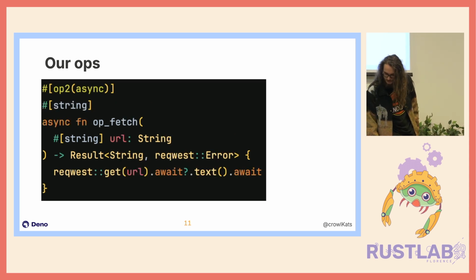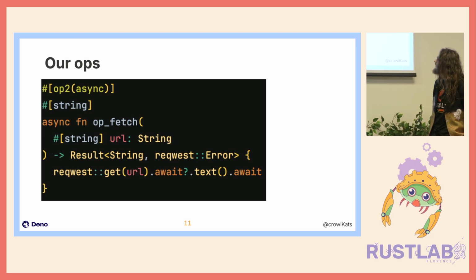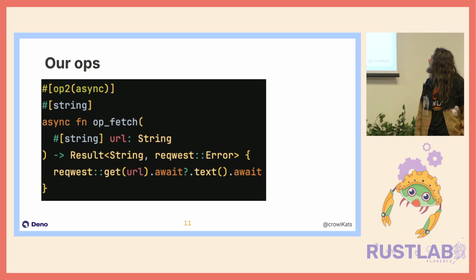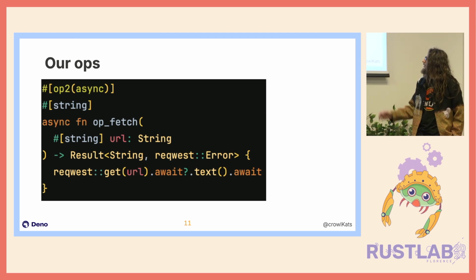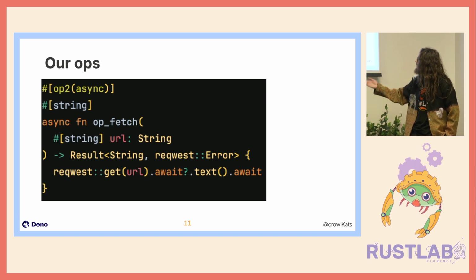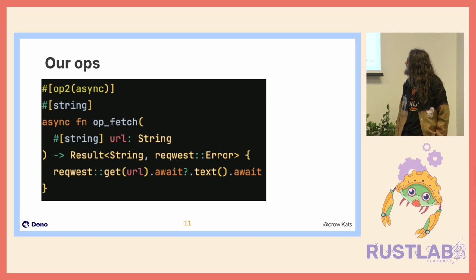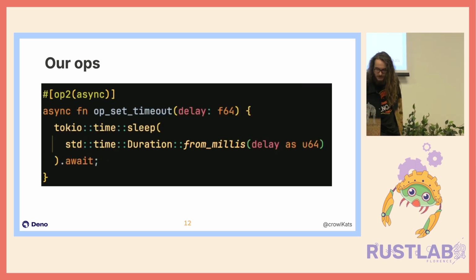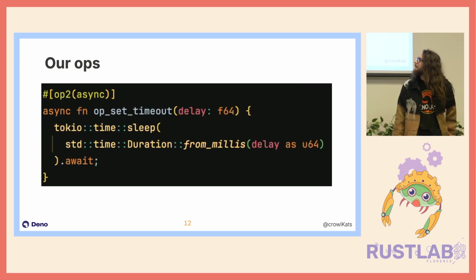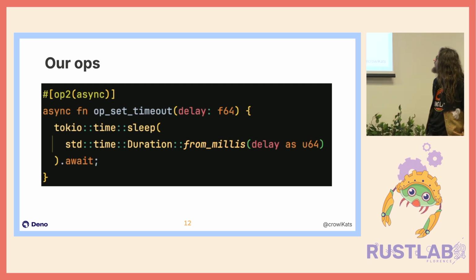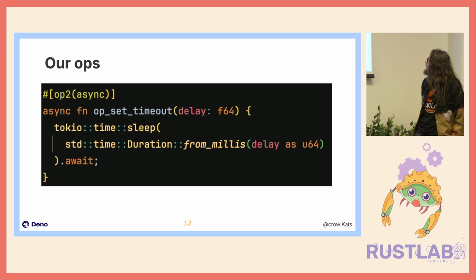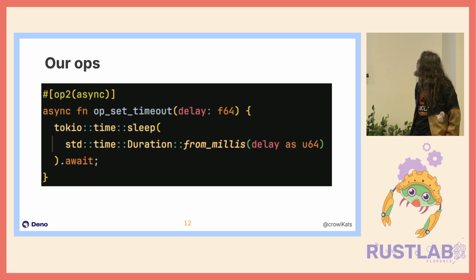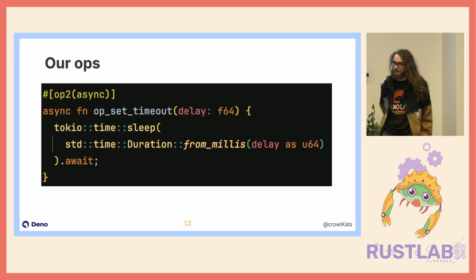And then fetch. So very simple example. We take a URL, we do a GET request, we await it, we return the error, get the text, and return it back to JavaScript. Then we have a set timeout one, which basically just does sleep from the delay provided, and yeah, relatively straightforward stuff.